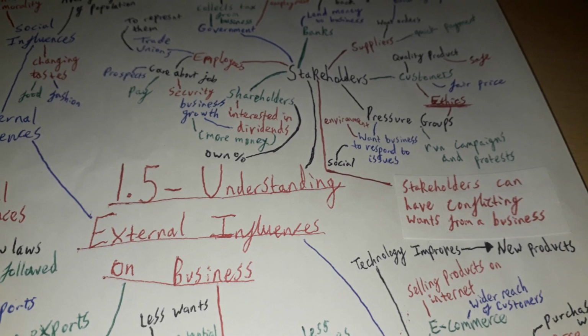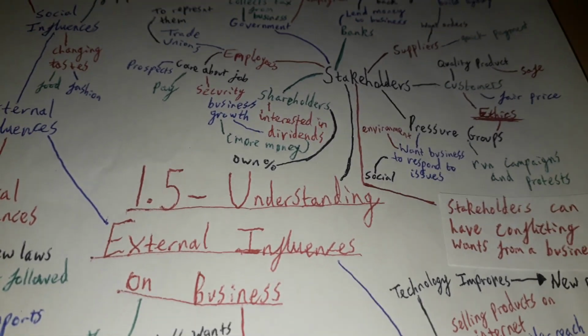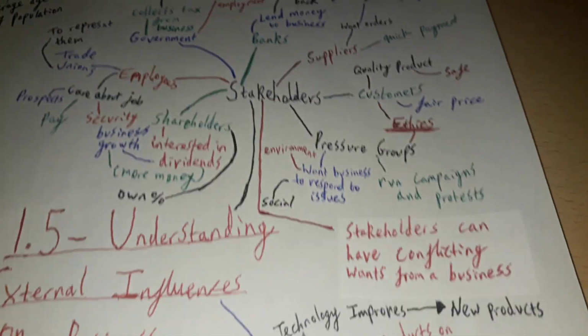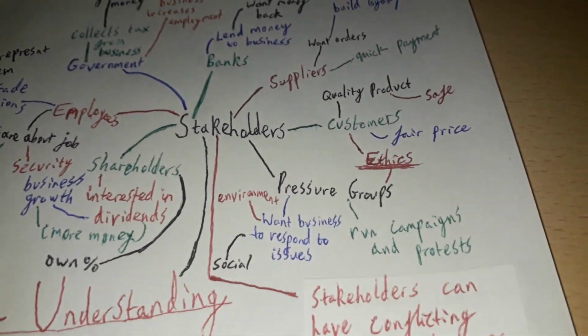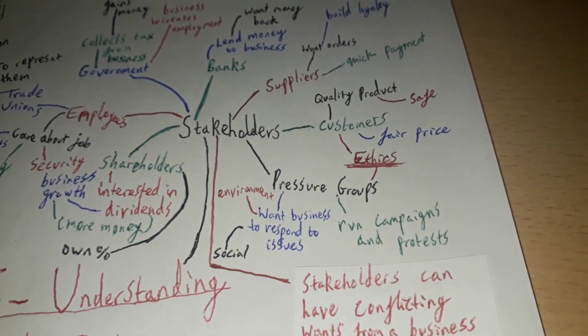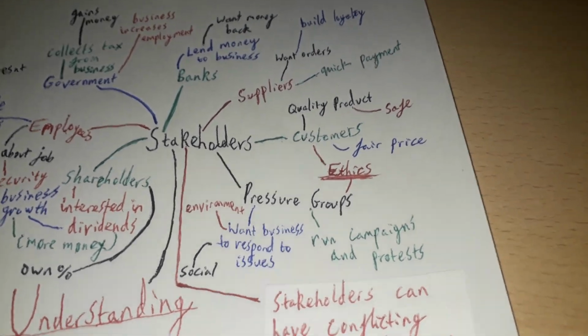Today we're going to be looking at business topic 1.5, which is about understanding external influences on business. So first we've got to look at stakeholders, because that has a big influence on the business. A stakeholder is basically someone who owns a stake in a business, so someone who the business impacts.